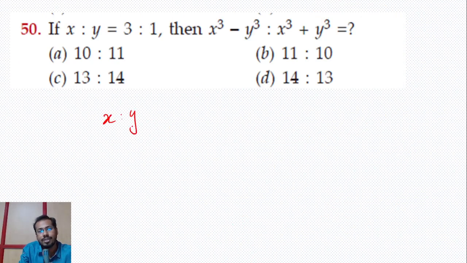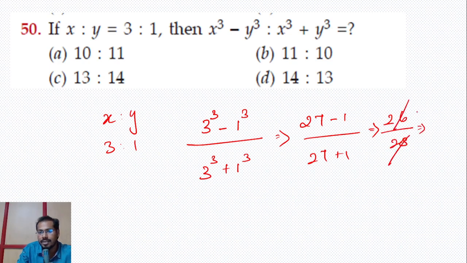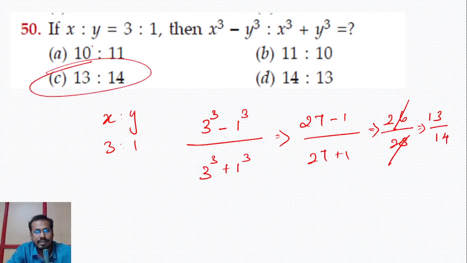Same concept. x is to y is 3 is to 1. Substitute the values here. 3 cube minus y, 1 cube, over 3 cube plus 1 cube. So 3 cube is 27 minus 1, over 27 plus 1. 26 over 28. You cancel this. 13 is to 14 is the right answer.